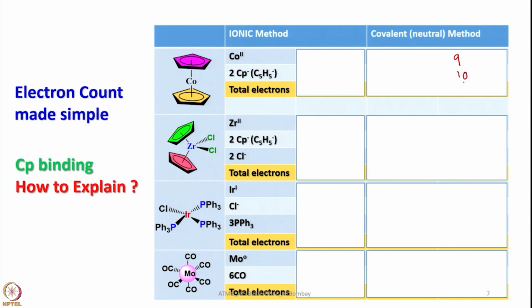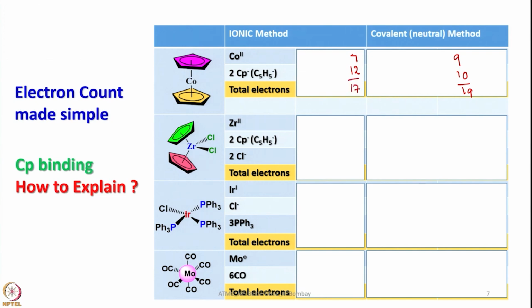So, this becomes a 19 electron species. Let us check now in the ionic method. In the ionic method, 7 electrons are coming, and Cp gives 12 electrons, because each Cp minus will be 6 electrons. So, this is 17 electrons, later we can verify.